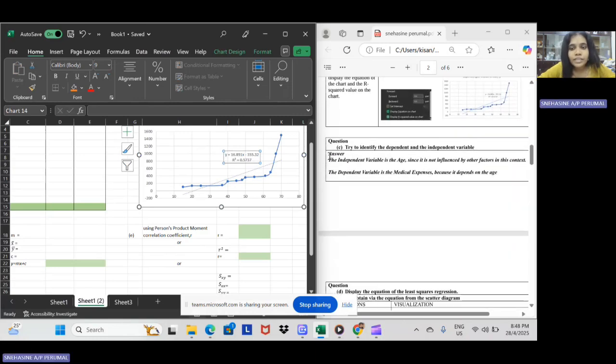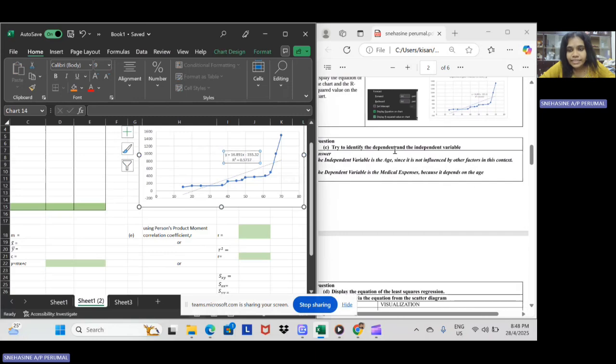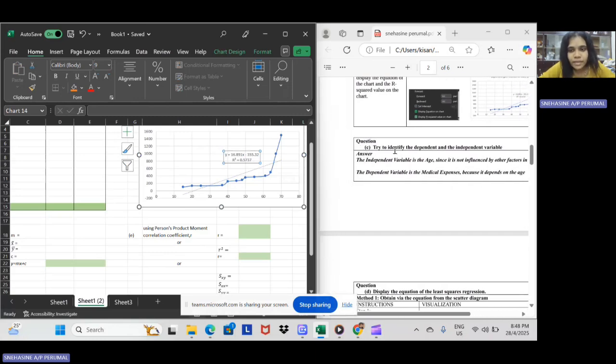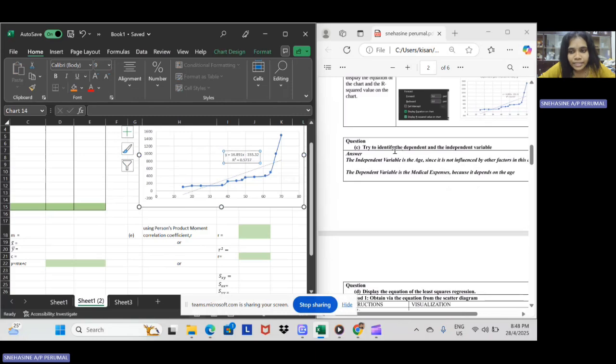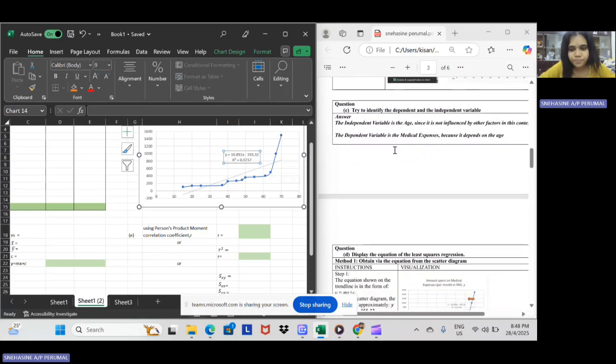Okay, the question C. We done the question B. Let's move to question C. Question C is try to identify the dependent and independent variable. The answer is that the independent variable is the age, since it is not influenced by other factors in the context. The dependent variable is the medical expenses because it depends on the age.